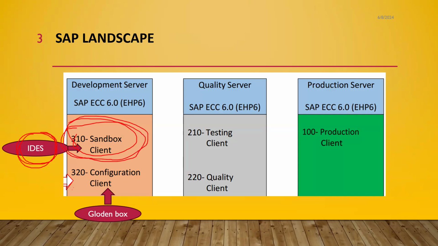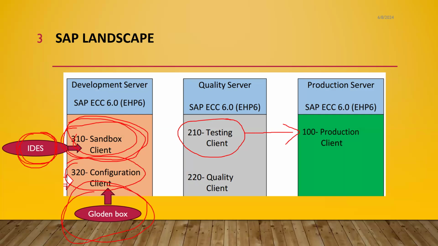The same configurations will be replicated in the golden box. After configuring in the golden box, we send the transport request to the test client. We send a mail to the basis team to transport the transport request to the test client. Testers are the ones who give sign off. Once they give sign off, the transport request is forwarded to the production client. The production client goes live. This is the system landscape.